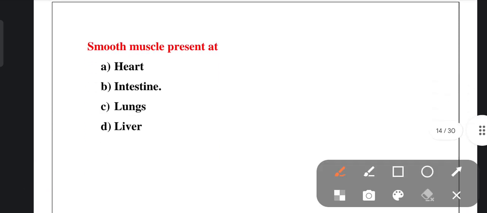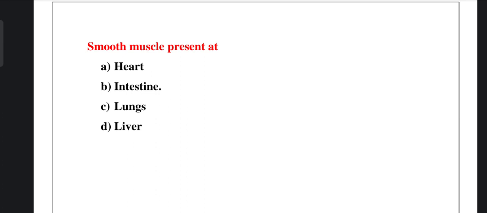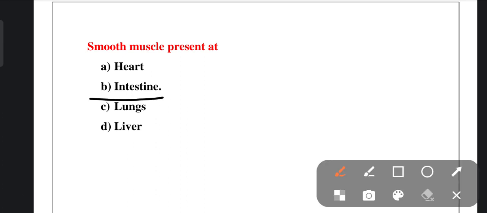So the next question is, smooth muscle is present at. In our body, where can we see the smooth muscle? Is it heart, or intestine, lungs, or liver? The correct option is intestine. In the intestine we can see the smooth muscle.